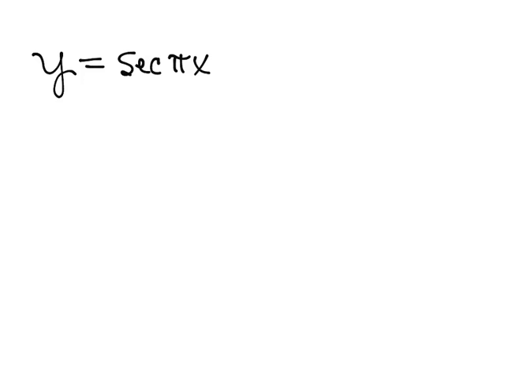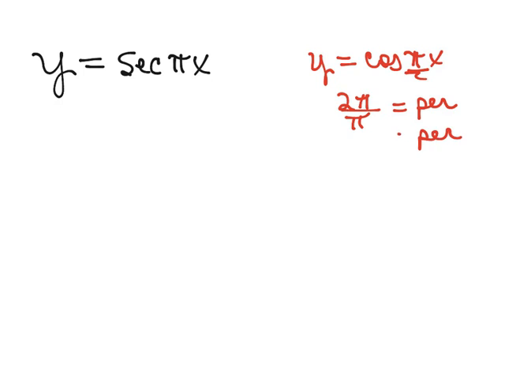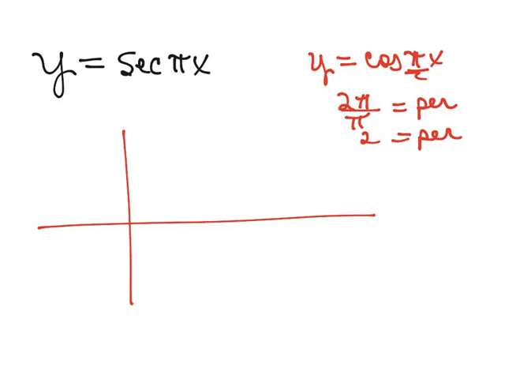To graph y equals the secant of pi x, I want us to think about what the graph of y equals the cosine of pi x would look like. B in this graph is pi, so 2 pi over pi would be equal to the period. So the period, if this had been a cosine graph, would be 2. So that means by the time we get to 2, we would have one complete cosine graph.